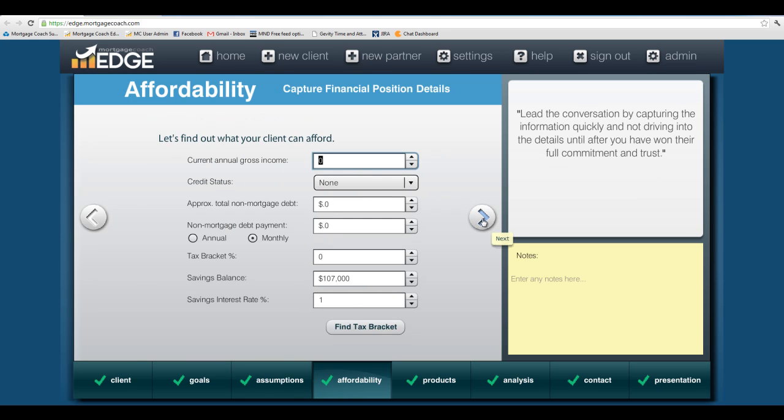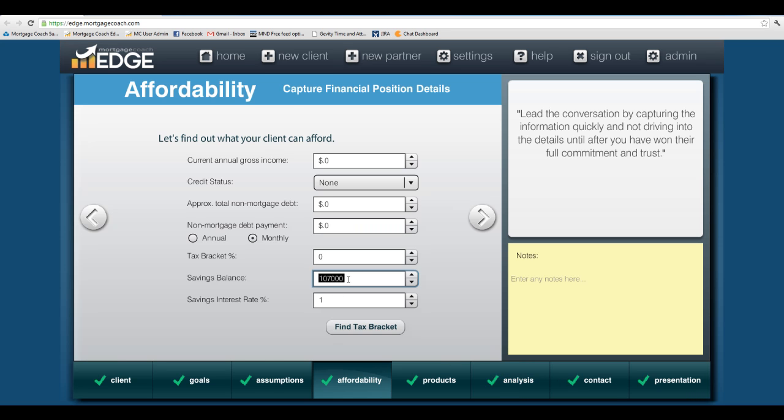And then what I did here for the savings balance, I actually subtracted the 50 grand from it already, because there's really no way to make Edge account for that 50 grand that's got to come out of pocket in order to buy down this mortgage. So what I did is I pulled it out at first, and then I actually put it back in when we get to the analysis screen. So I'll show you that when we get there.